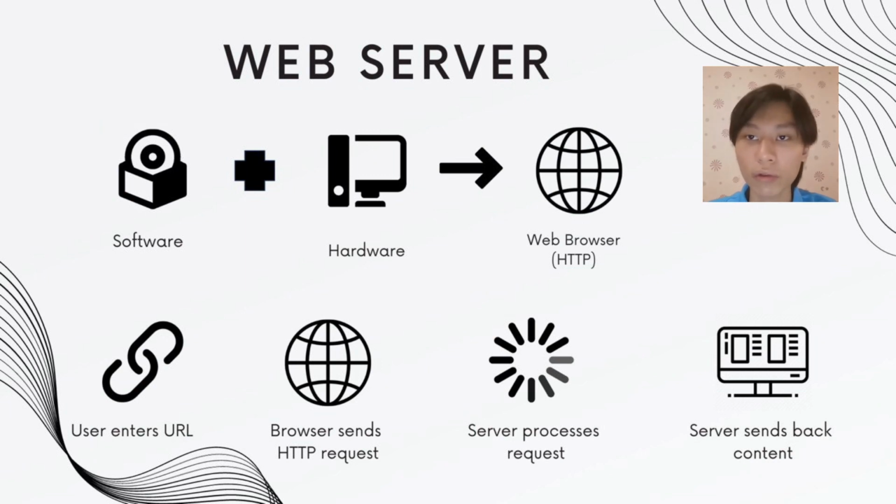So how does the web server work? The user enters the URL of the website in the browser, and the browser fetches the IP address of the domain name and requests the file from the web server using HTTP. The web server then processes the request and responds by sending back the requested file to the browser, allowing it to show the web page.